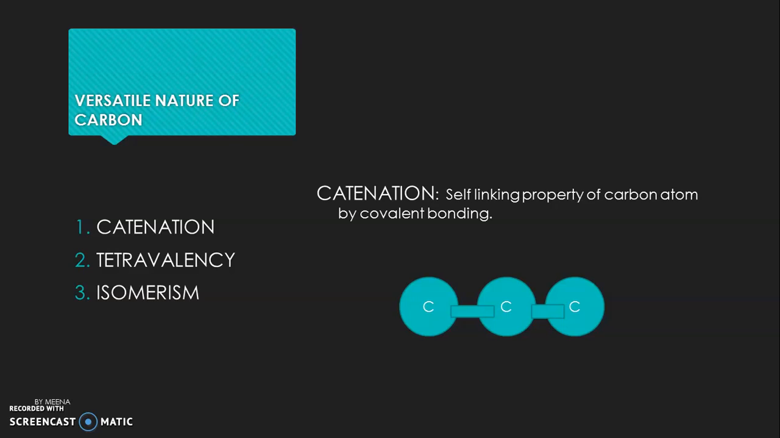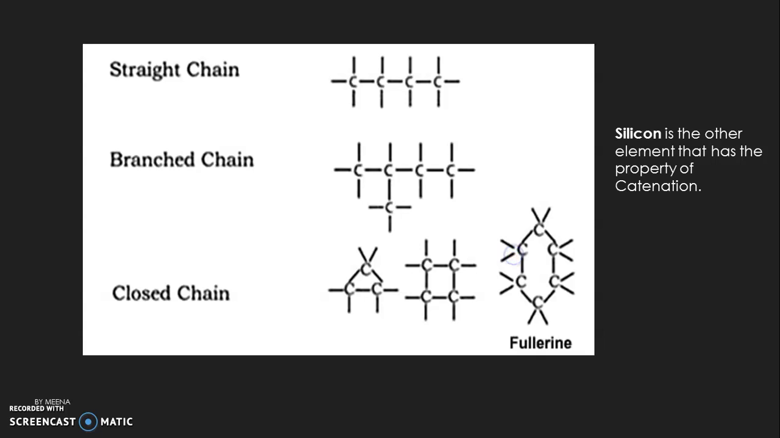So what is catenation? The self-linking property of carbon by covalent bonding. What is the meaning of self-linking? That is, each and every carbon will link to itself. So there are many carbon atoms in the same compound. This self-linking property is called catenation. See, it can be linked in a straight chain, it can be in a branched chain, and it can also be in a closed chain. There is a ring structure.